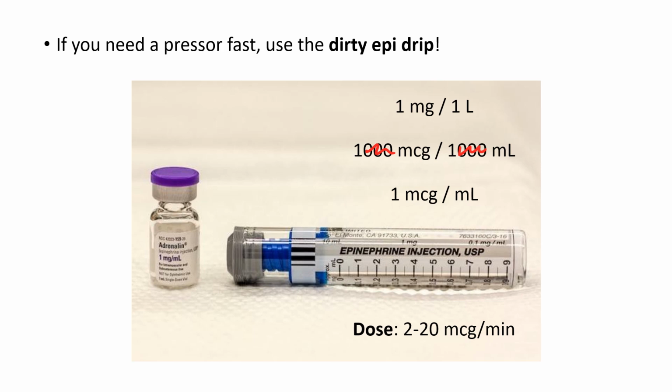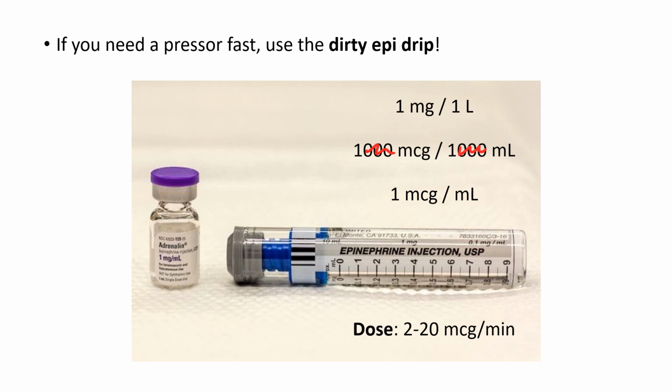Now, they call this the dirty epi drip because you won't really know exactly how much you're giving, but that concentration is sort of hard to screw up. Even if you hung this wide open for a couple of minutes, it's probably not going to be high enough to really hurt anybody. And so you can just hang this, open it up, and then see what happens to their blood pressure. If it's too high, you can roll it down, and if it's not enough, you can just open up the infusion a little bit more.